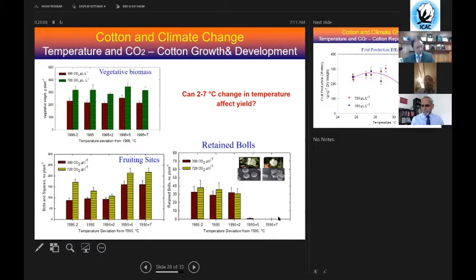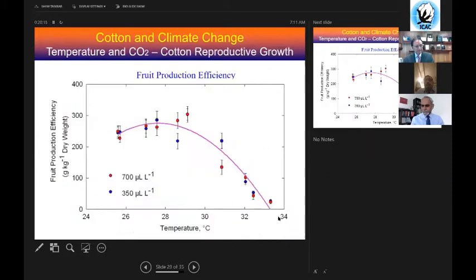fruit retention will be much more affected. We did see this not only in this particular experiment but in other studies as well, at high temperature to a certain extent.